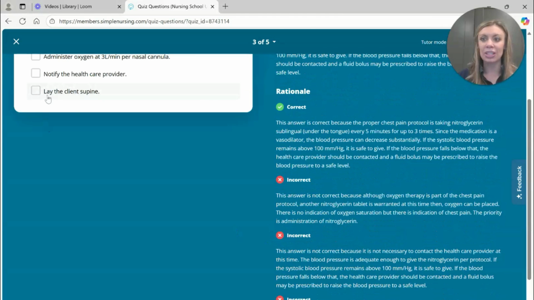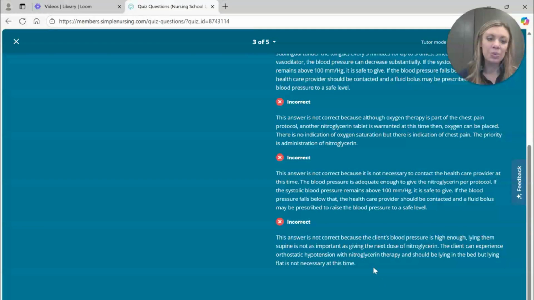It tells us, for example, the last one, lay the client supine. We wouldn't do that because their blood pressure is high enough. One of the main reasons we'd lay them flat or even head the bed down would be if we're worried about perfusion to the brain. And we aren't worried about that here yet.